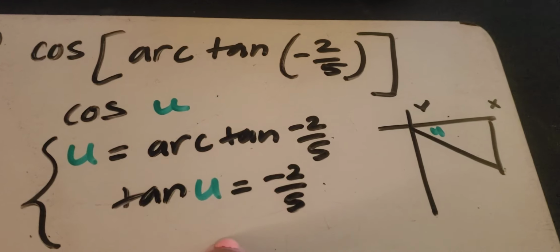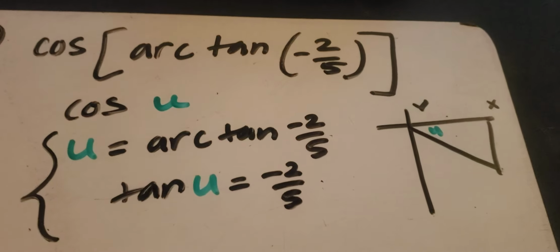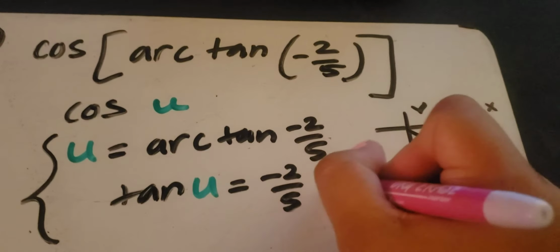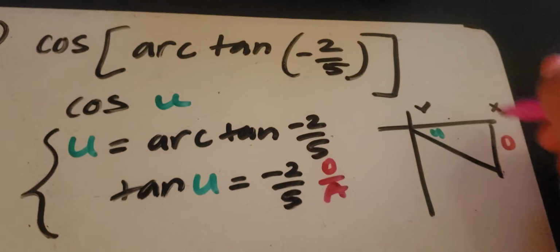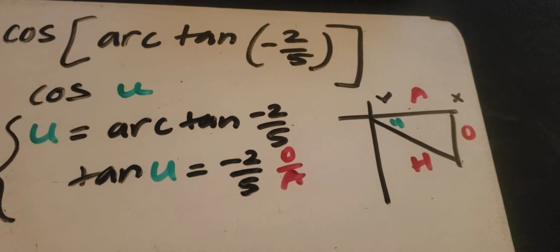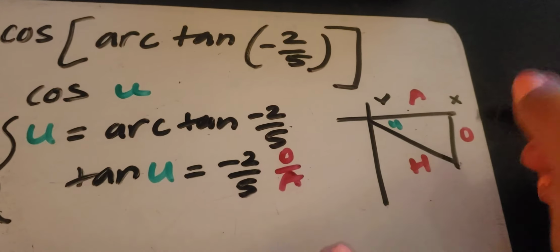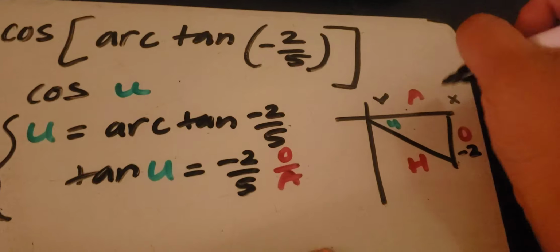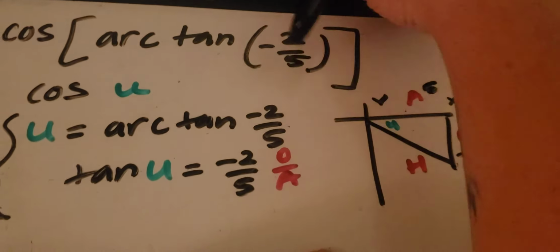And remember, tangent is opposite over adjacent. Okay, so opposite over adjacent. So here we go. This is opposite, this is adjacent, and this is the hypotenuse. Okay, label your triangle if it helps you. So opposite would be -2, adjacent would be 5, and we're solving for the hypotenuse.